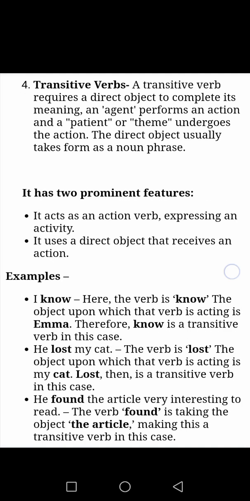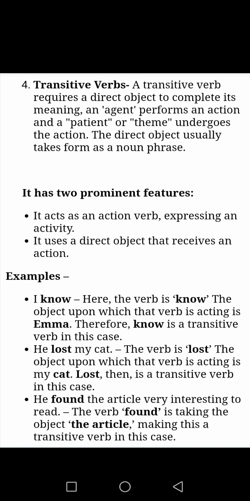Number four is transitive verbs. A transitive verb requires a direct object to complete its meaning. An agent performs an action and a patient or theme undergoes the action. The direct object usually takes the form of a noun phrase. It has two prominent features. Number first, it acts as an action verb expressing an activity. Number second, it uses a direct object that receives an action.